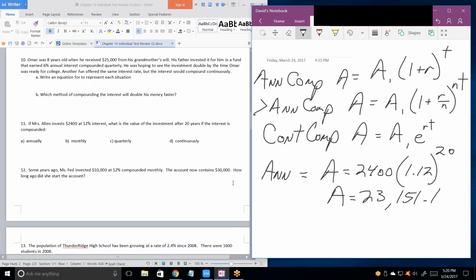23,151.10. All right, that's close enough. All right, now let's do it monthly. Which equation do we use of the top 3? The second one. Okay, fill it in for me.